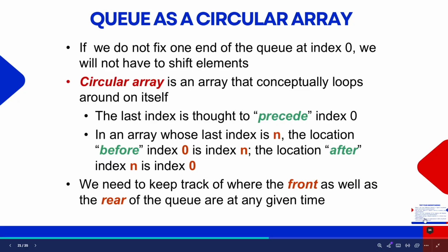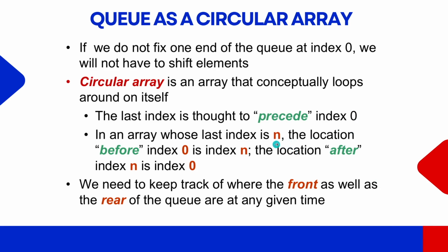The principle is that in a circular array, the array actually loops back to the first position. That is, the array loops around itself. Say for instance, if the last index is n, then the location preceding it would be n minus 1, and the location following it would be 0. So that is how we wrap around the available array.